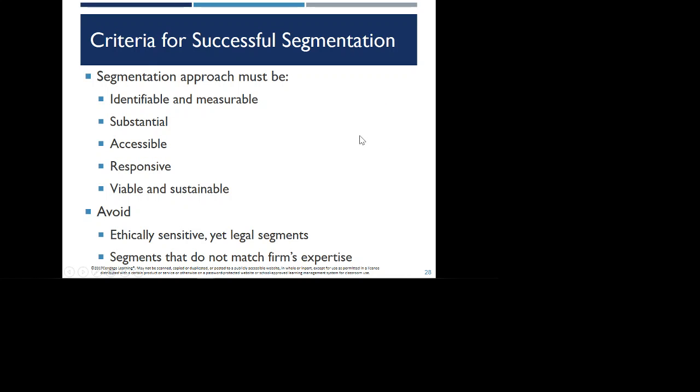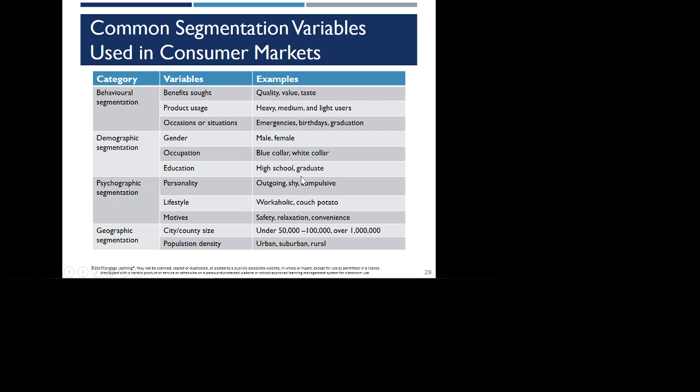So segmentation, the segments that you create and ultimately choose, they should follow a number of rules. They should be clearly identified and measurable. They should be big enough at least. You should be able to get to them. They should be interested in your products, things like that. Okay, different kinds of broad segmentation variables. We have behavioral, demographic, psychographic, and geographic. And you can break up a market in any fashion. You just need to have some rhyme or reason.